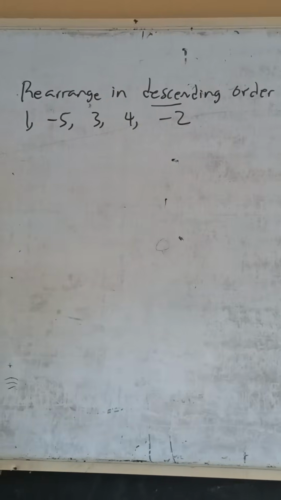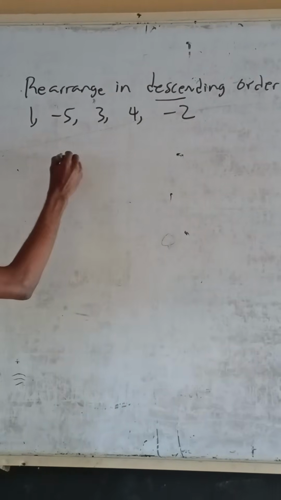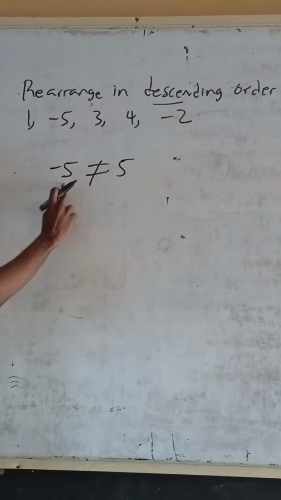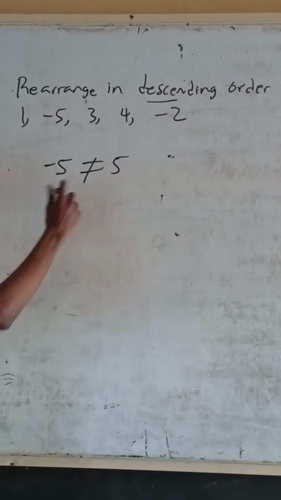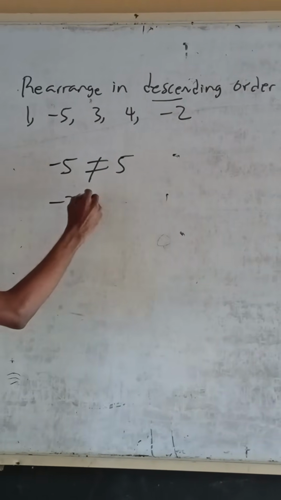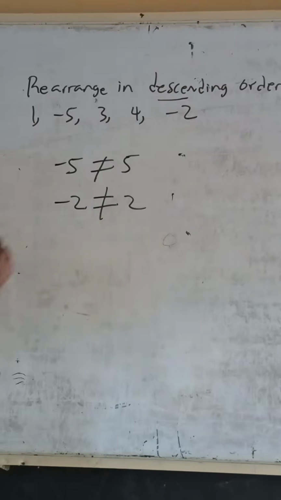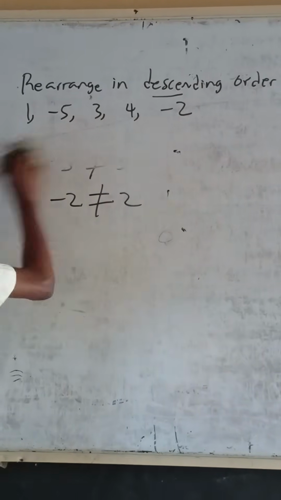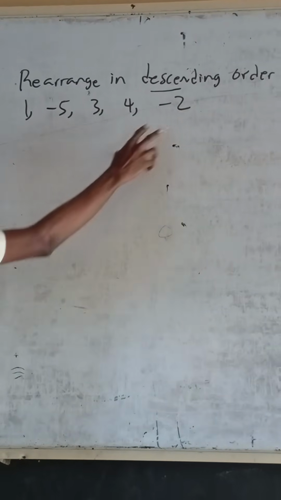Secondly, let me also let you know that there's a difference between -5 and 5. -5 is not the same thing as 5. -2 is not the same thing as 2. They are different. So we have -5 on the board, and then we have -2.